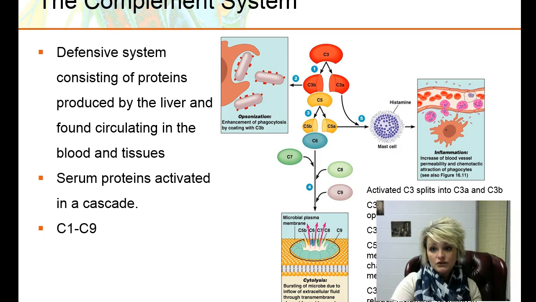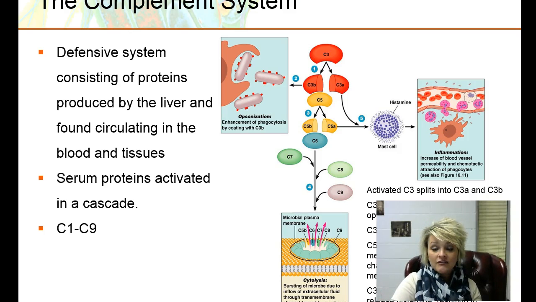And then lastly, if you take a look at C3b, C3b does something called opsonization. And what that is, C3b will actually coat itself around the microbe and enhance phagocytosis. Macrophages are going to uptake these microbes anyway.